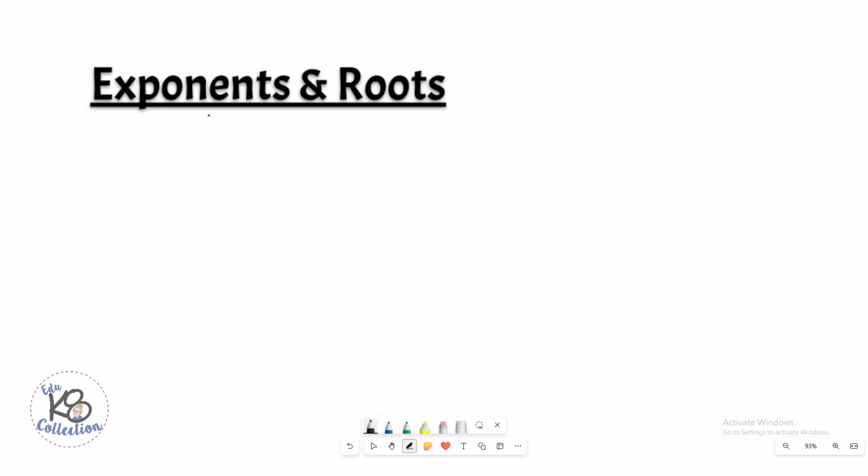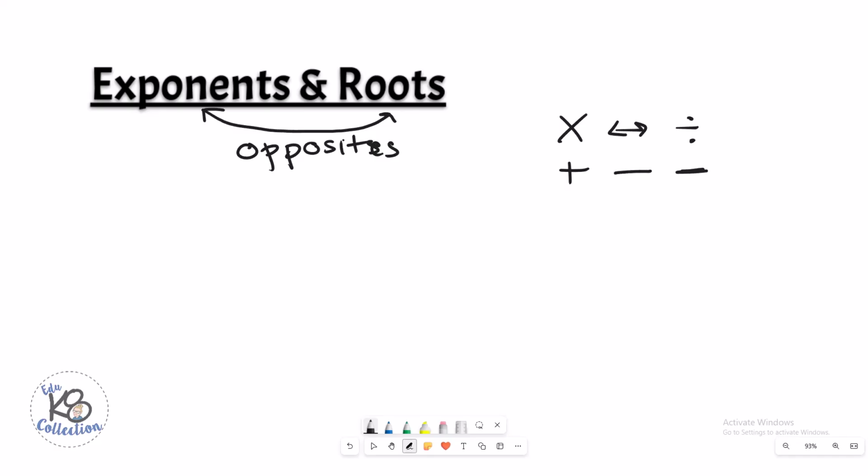So now that we are more familiar with exponents, we need to identify the connection between exponents and roots. And exponents and roots are actually opposites of each other. Similar to multiplication and division, right? Those are inverse operations, they undo each other. Addition and subtraction, those are inverse operations, they undo each other. The same thing is true with exponents and roots. They undo each other.